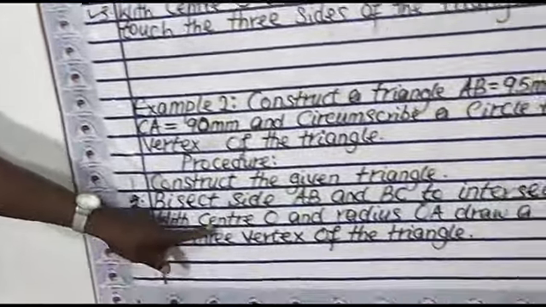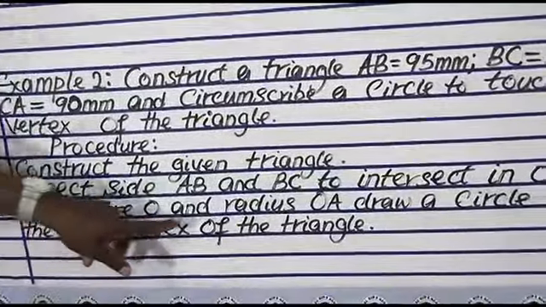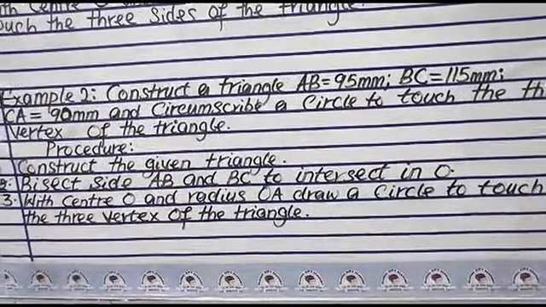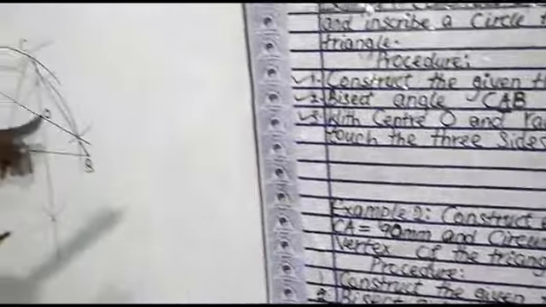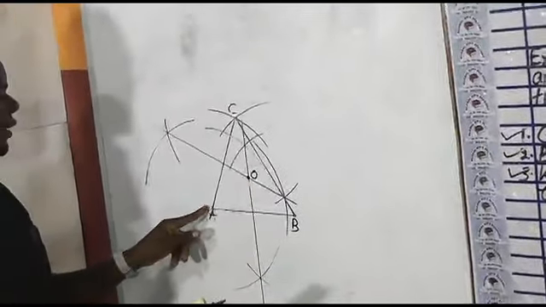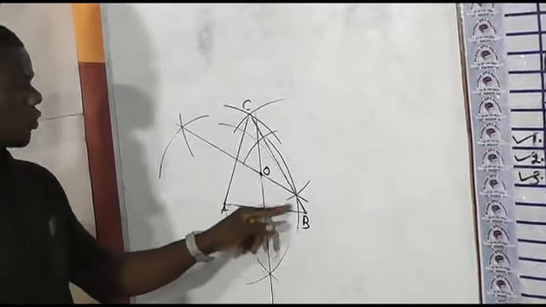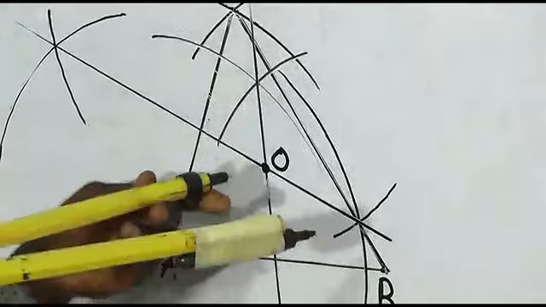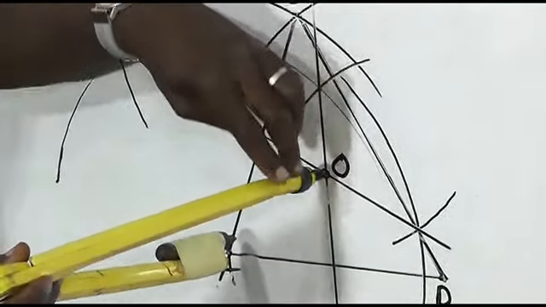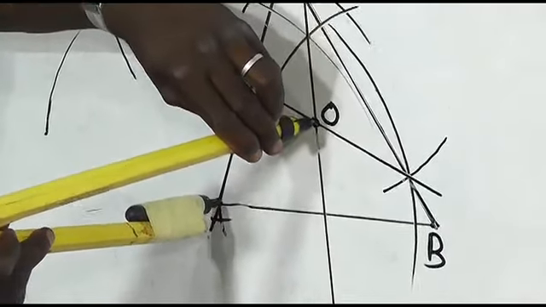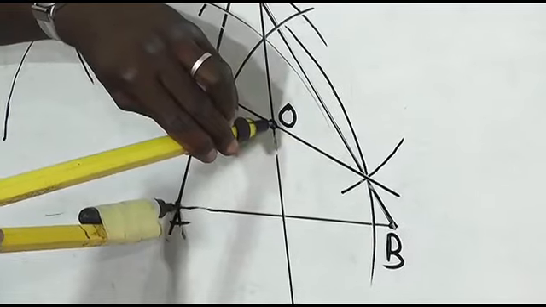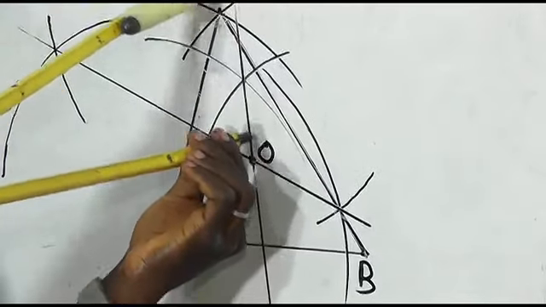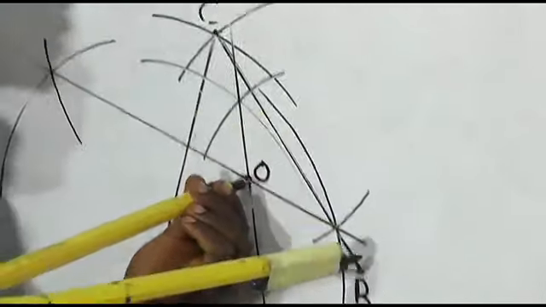The last one is with center O and radius OA, draw a circle to touch the three vertices of the triangle. So with center O and radius OA, but if you don't use OA, you can also use OB or OC. Anyone you choose as radius, it will still give you the same thing. So you pick OA as radius, pivot your compass at point O, then you extend it to A. Okay? Once you're done with that, you hold this side, check it, it will get to point C, and you also get to point B.